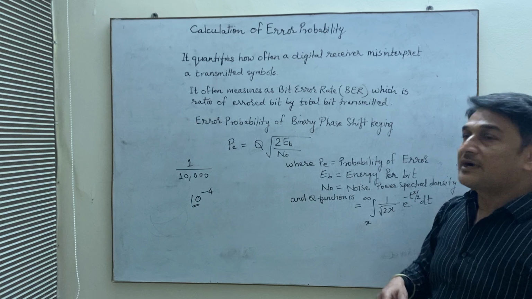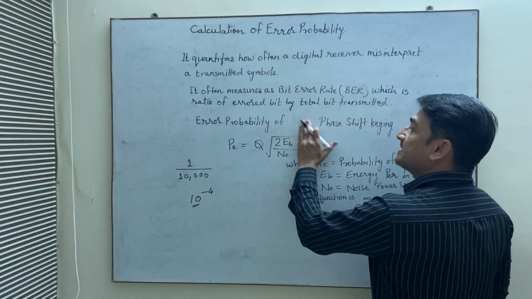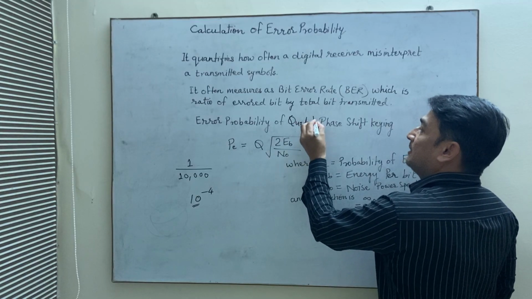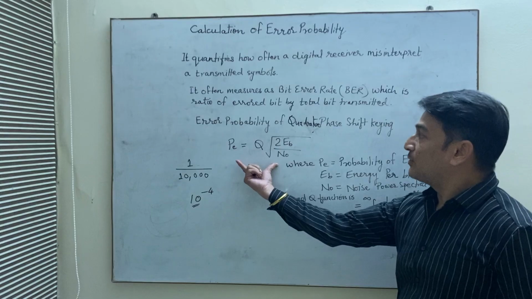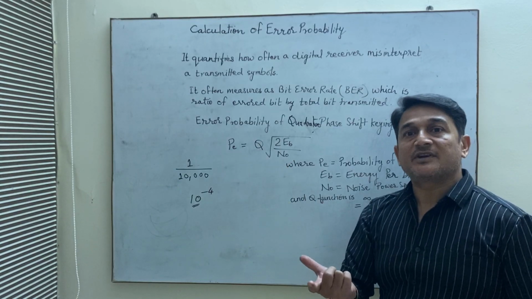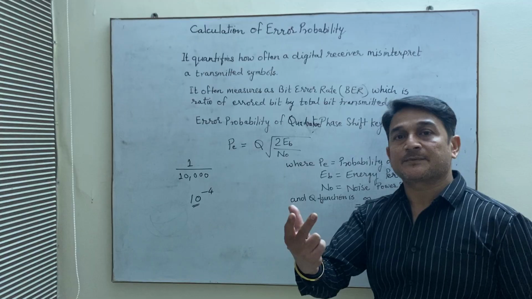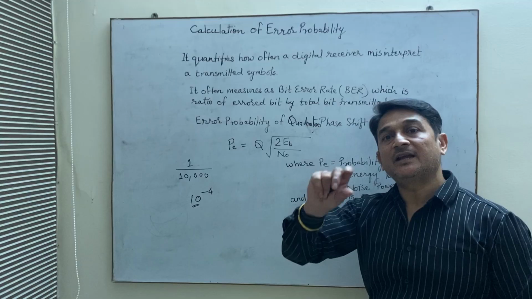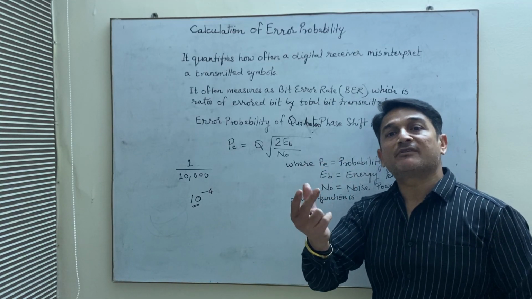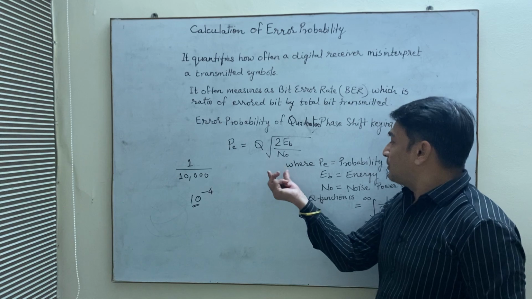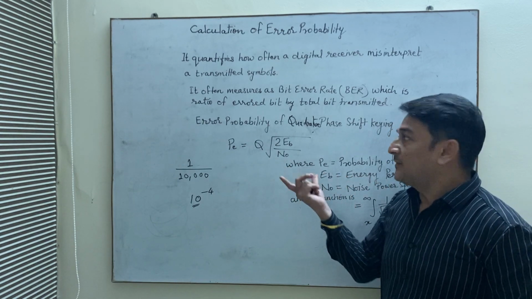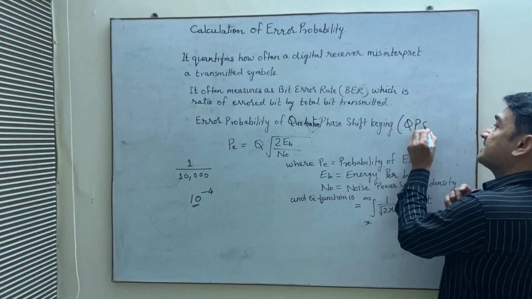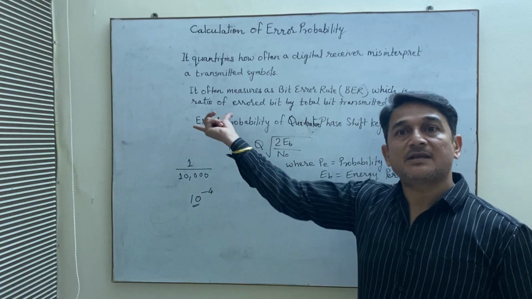As far as quadrature phase shift keying, that is QPSK, is concerned, the formula is the same. In QPSK we transmit 2 bits per symbol, whereas in BPSK we transmit only 2 symbols, zeros and ones. In QPSK we combine zeros and ones and produce 4 different symbols: 00, 01, 10 and 11. So the energy per bit will remain the same. That is why the error probability of QPSK is the same as the error probability of binary phase shift keying.